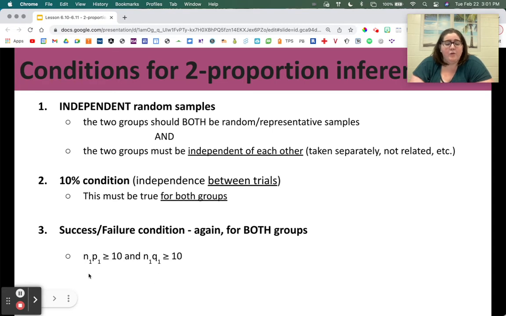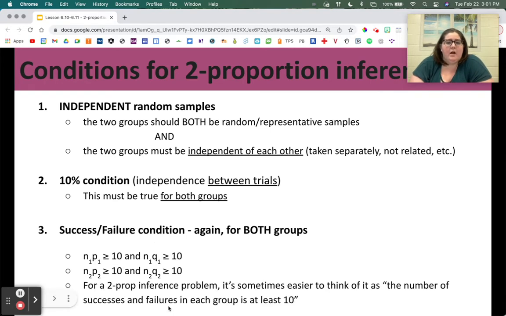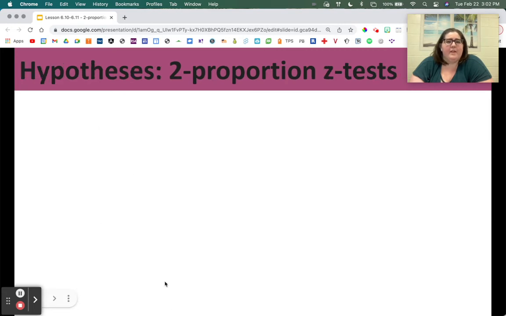So np and nq for both groups needs to be greater than 10. And this would be p-hat, because that's all we would really truly know is the sample proportions. Again, it's easier to sometimes think of it as the number of successes and failures.